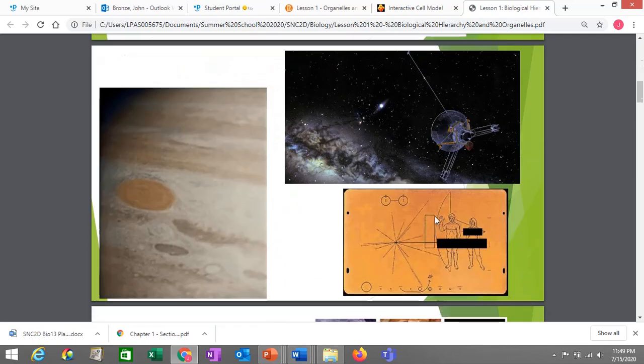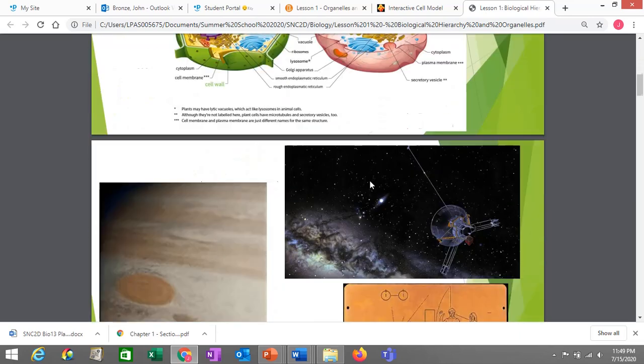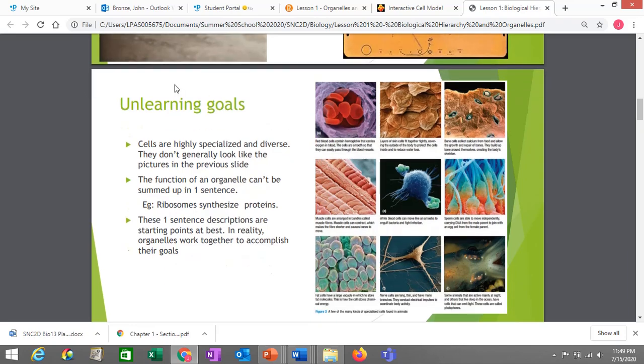So if we were to look at our picture of a human here, and we were to look at this arm that's waving, it's not just the arm that's doing that, right? The person's brain is sending a message to their arm. They might be using their shoulder muscles. So there are different aspects of this person working together so that this arm can carry out its function. Same thing's happening here. Okay, so you can think of those as being like our unlearning goals.